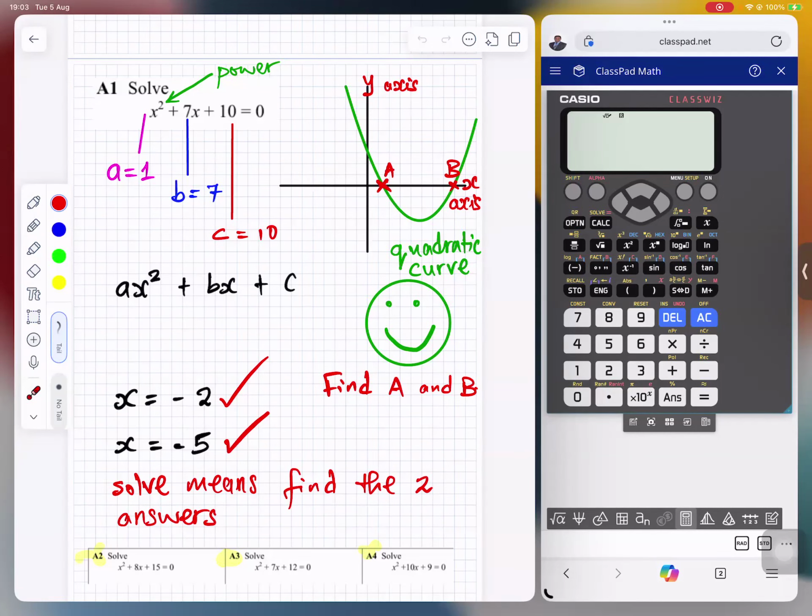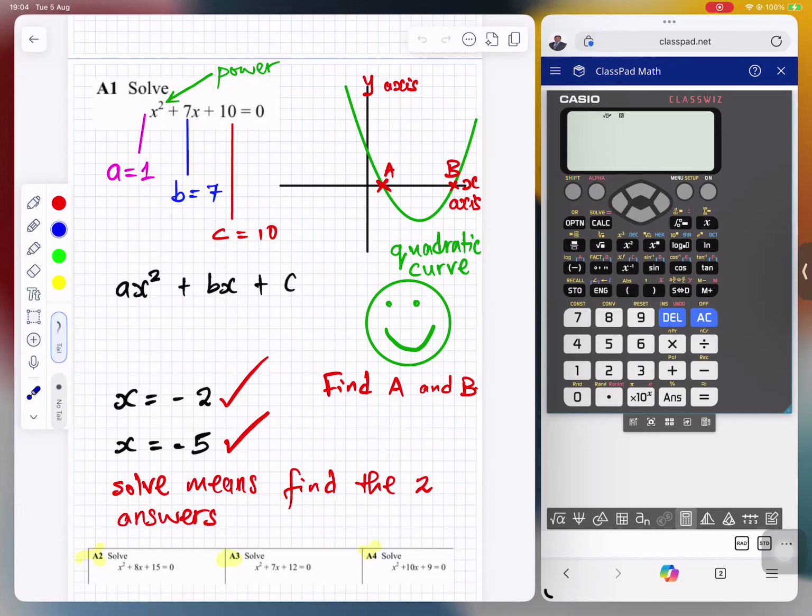What the lesson is about is solving a quadratic. A quadratic is, for example, at the top there, you see x squared plus 7x plus 10 equals 0. So there's an equals there, which means it's an equation. We need to solve it. The biggest power of x is 2, so we call that the power of x, or the index, 2. So there will be two answers when you solve it.